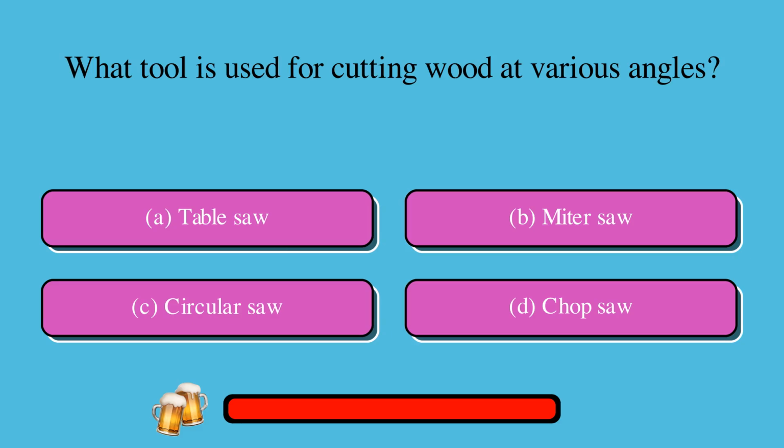Which tool is used for cutting wood at various angles? Is it A. Table saw, or B. Miter saw, or C. Circular saw, or D. Chop saw? The correct answer is B. Miter saw.